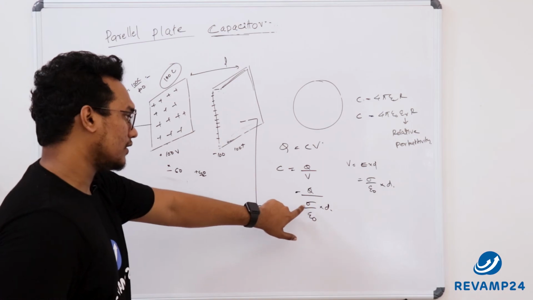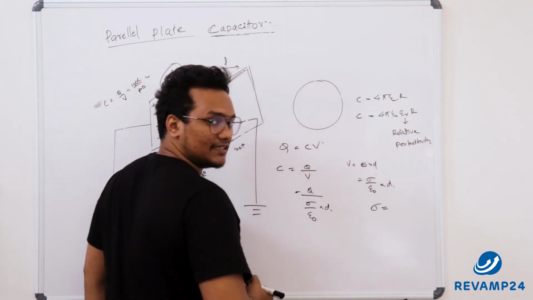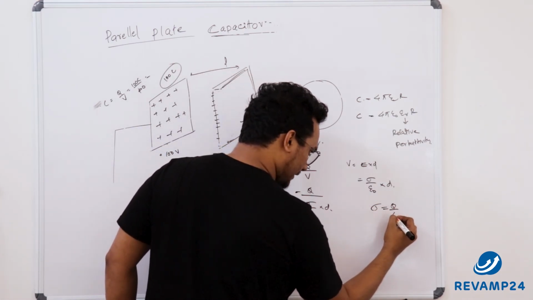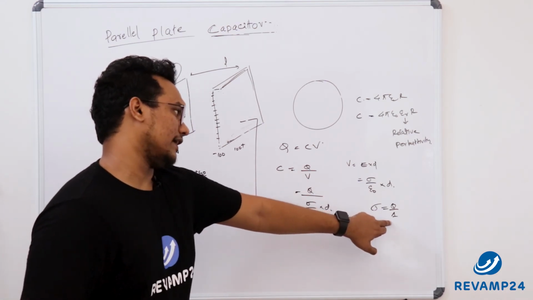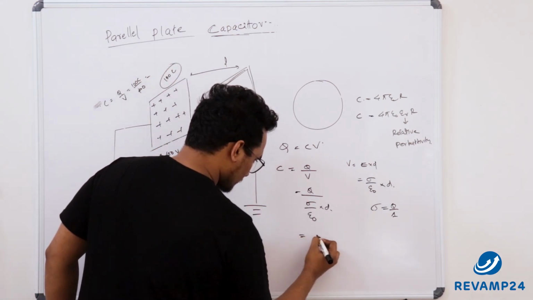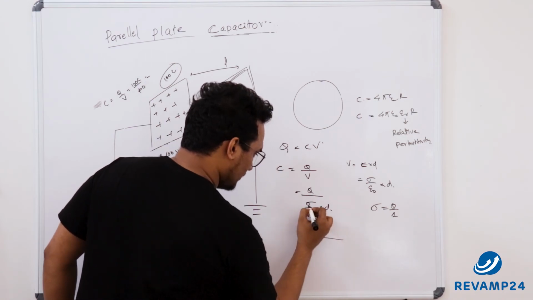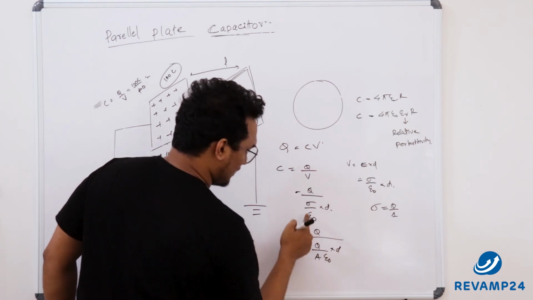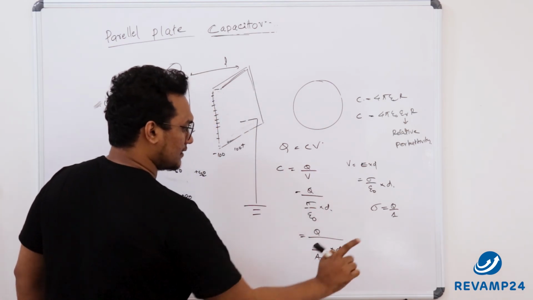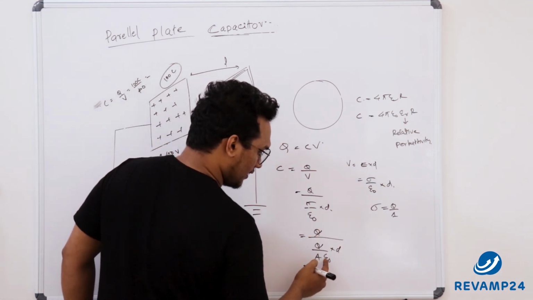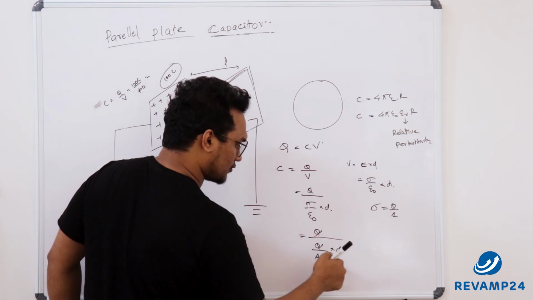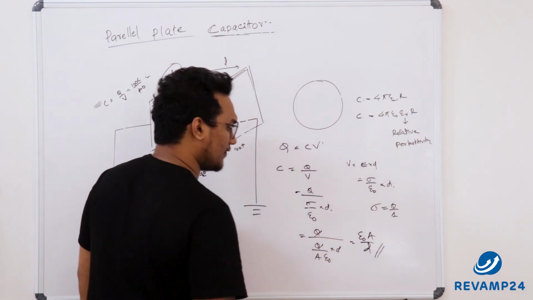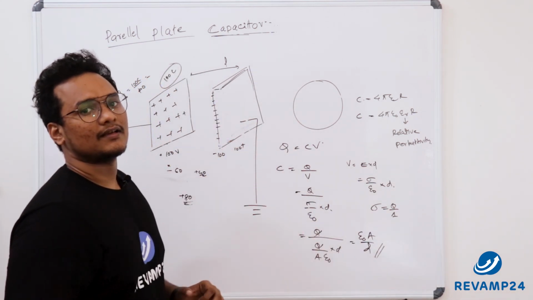And we also have learned what sigma is. Sigma is nothing but surface charge density. Sigma = Q by A, so the charge stored in unit area is sigma. I am going to substitute it here. So Q divided by sigma is nothing but Q by (Q by A into epsilon 0 into D). I have just substituted sigma as Q by A. Everything else remains the same, so Q can be cancelled. So this is 1 by D by epsilon 0 A, and that is nothing but the inverse of it: epsilon 0 A by D. And this is the value of capacitance in a parallel plate capacitor.